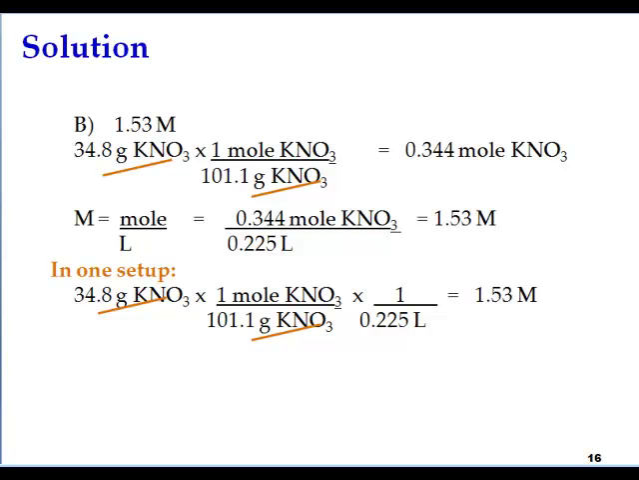So hopefully you gave yourself a little time to review and got the problem correct. Here is my answer: 101.1 grams is the molar mass of potassium nitrate. Putting that in, we get these many moles. We set up the moles over the liters, and we get 1.53 M.